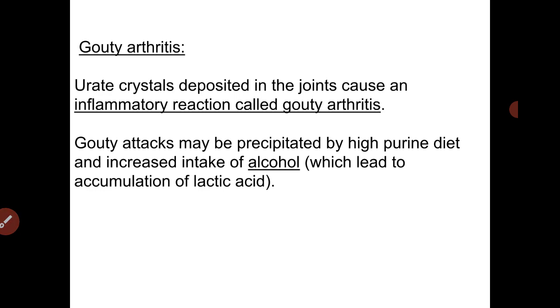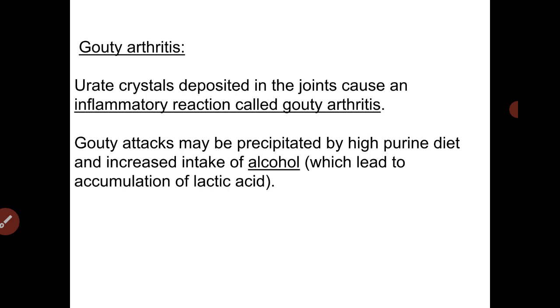So when the urate crystals or the monosodium urate crystals deposit at the synovial fluid, it causes an inflammatory reaction and that leads to gouty arthritis. These attacks of gouty arthritis can be precipitated by high purine diet, which is a non-vegetarian diet, or intake of alcohol. How alcohol precipitates gout?